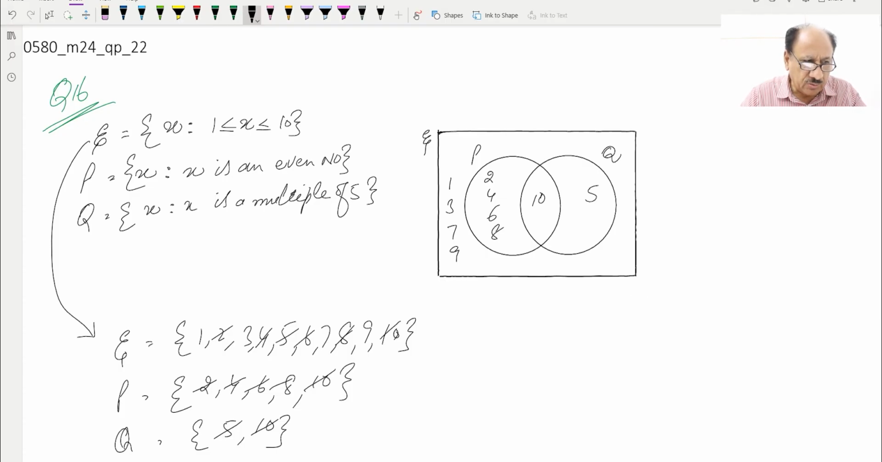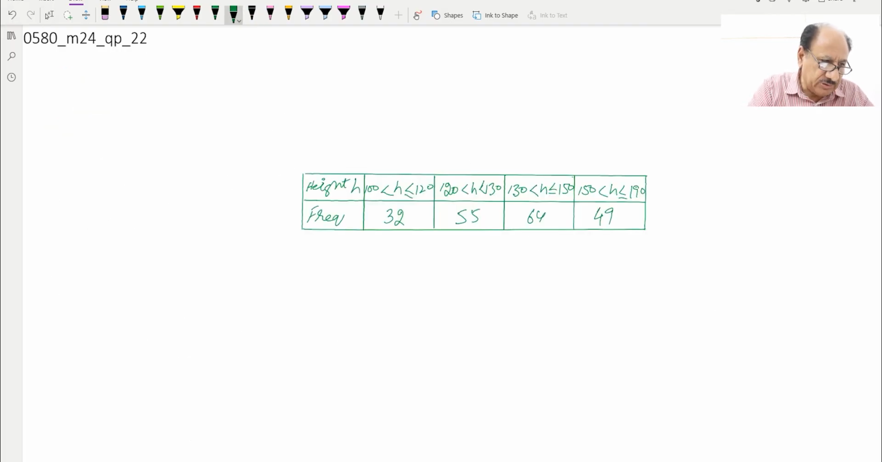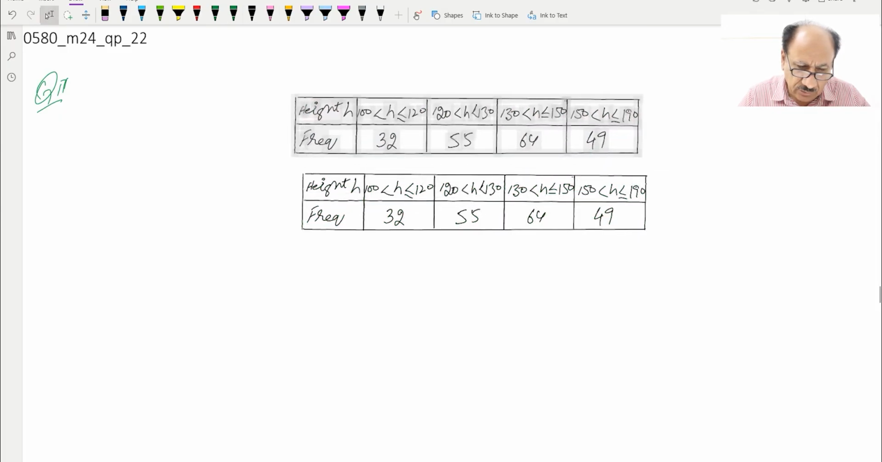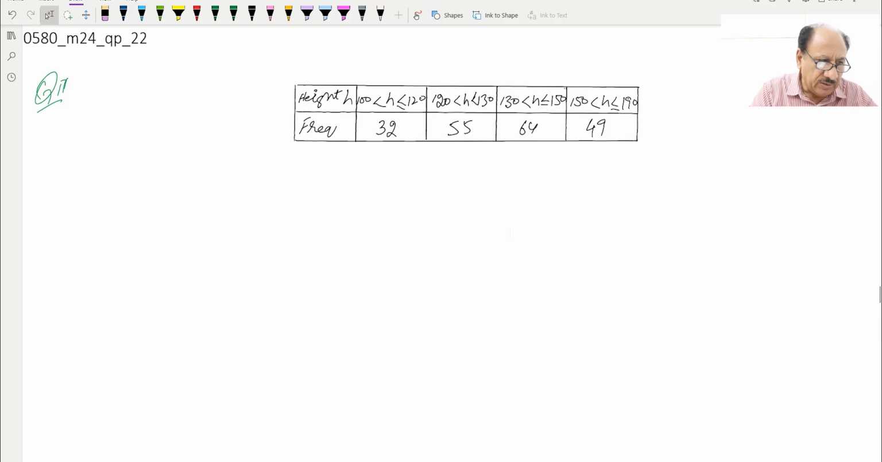Hopefully you understood this. We were supposed to complete this Venn diagram, which we have done, and this was a 2-mark question which we are done with. Question number 17. They have provided this grid, and they're saying the height of each of 200 people is measured. So the number of people is equal to 200.